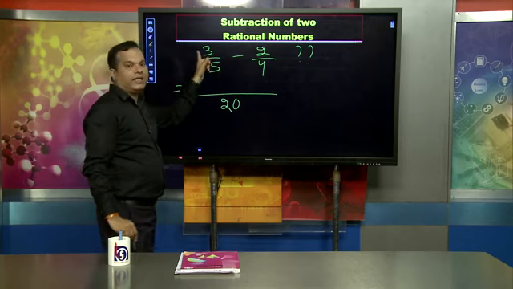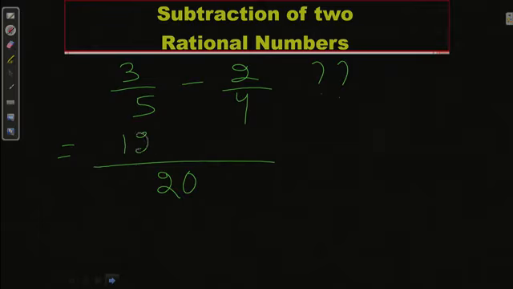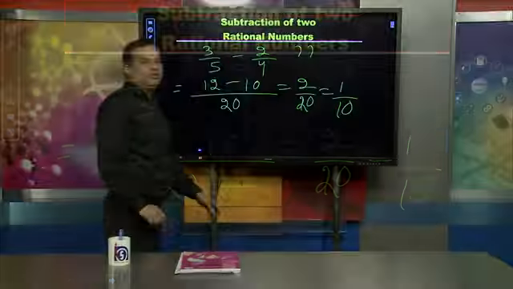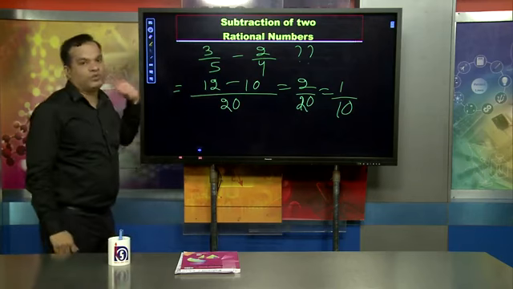4 into 3 is 12, minus 4. Divide by 20, the value is 5, 5 into 2 is 10. I can say 2 by 20, which is 1 by 10. The value is 1 by 10. This is the way we have to subtract.